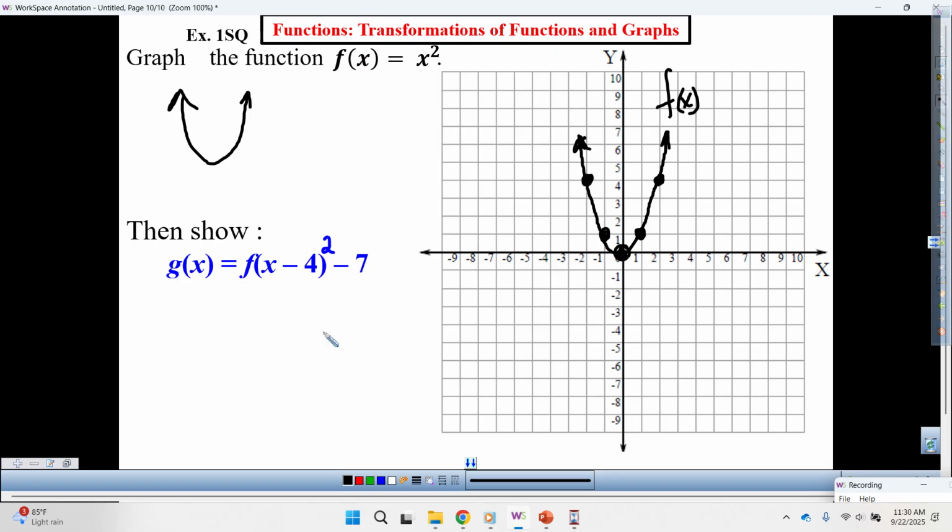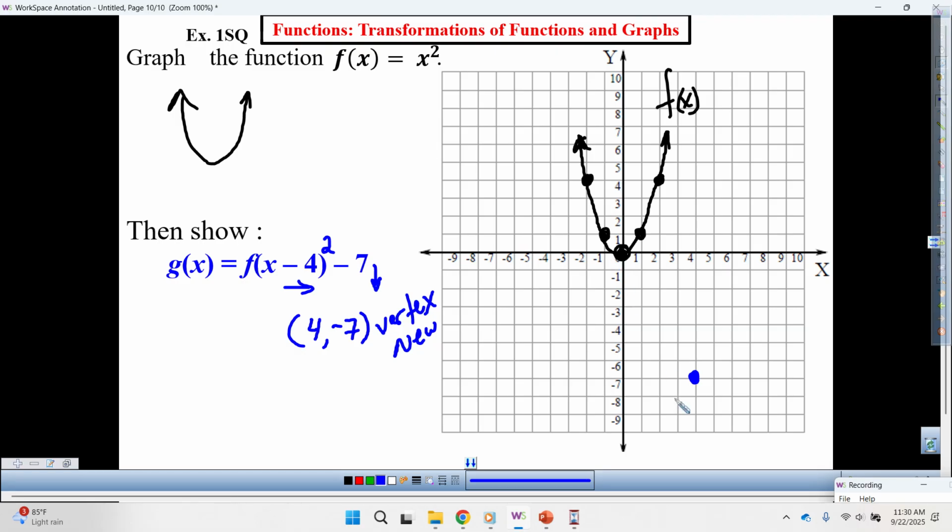All right. Soleil, where do we move it to? To the right and down. Or in other words, look up 4 and negative 7. Yes? Let's see. So I move this vertex to 4, negative 7. So this is my new vertex.